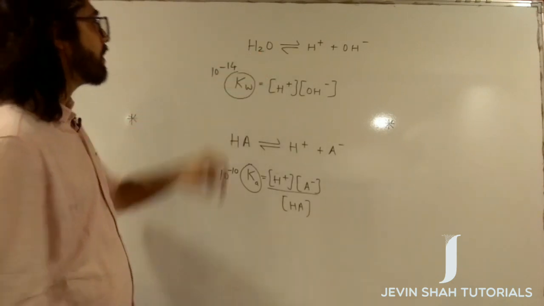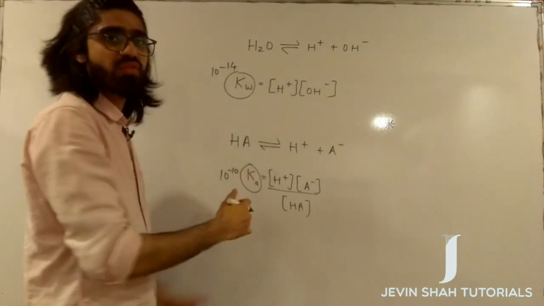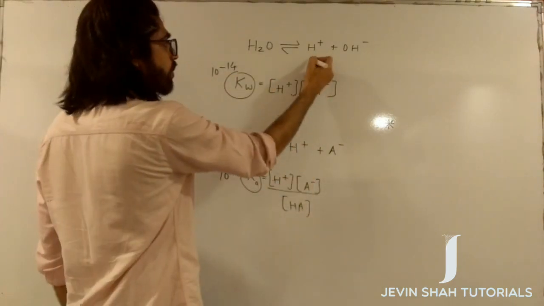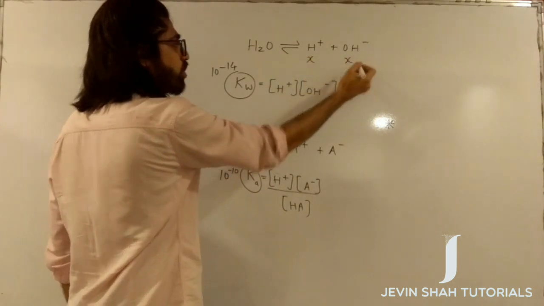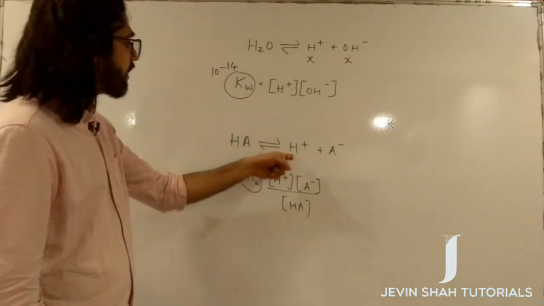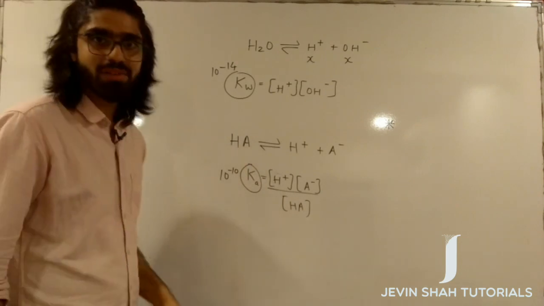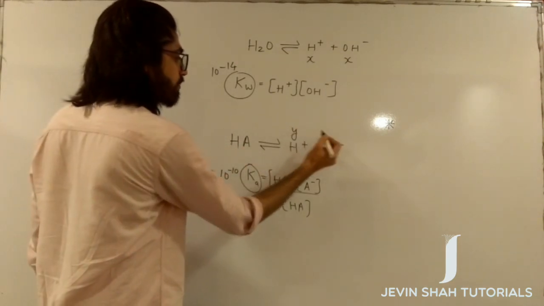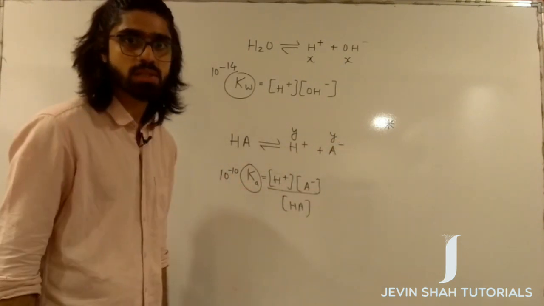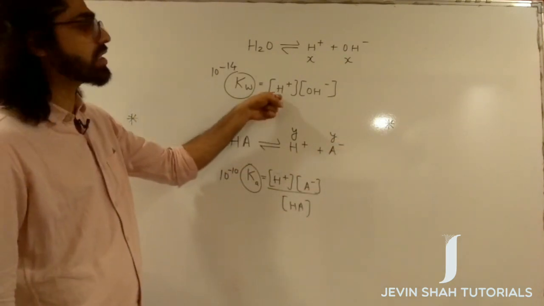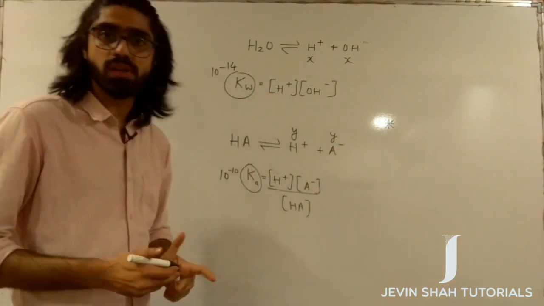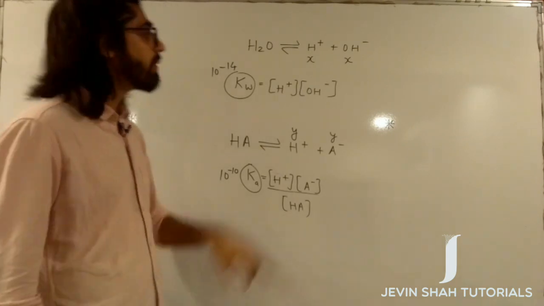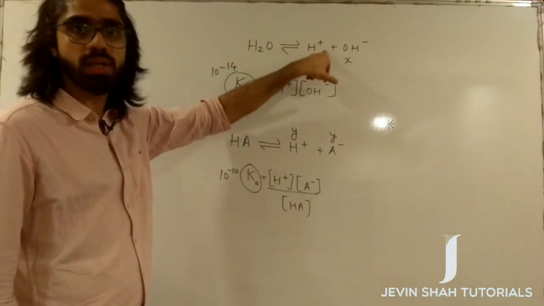Say for example, X moles of H2O dissociate. So they will give you X moles of H plus and X moles of OH minus. And over here, let's say Y moles of HA will dissociate. So that will give you Y moles of H plus and Y moles of A minus. Now whenever you are putting H plus, the value of H plus that you put will not be the one that you have obtained from this equation only.